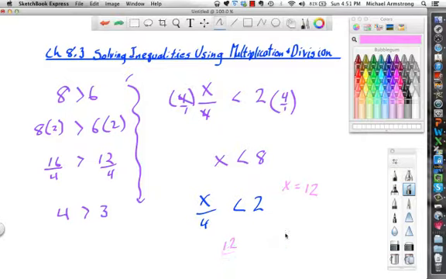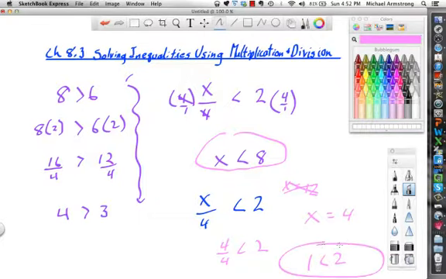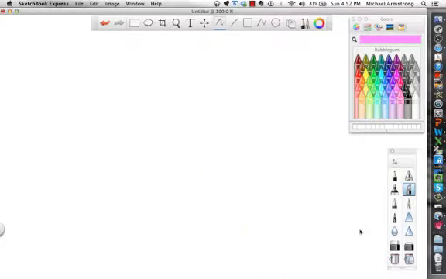But remember we're using x less than 8, so let's try a number like 4, since x equals 12 doesn't work. Let's try x equals 4. If we put 4 in here, 4 over 4 is less than 2. 4 over 4 is 1, and 1 is less than 2, so that does work. Ta-da! And that's basically what we're doing.